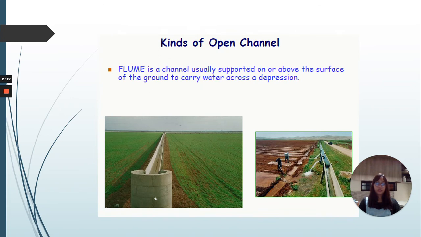And the next is the flume. It is a channel usually supported on or above the surface of the ground to carry water across a depression. It is a human-made channel for water in a form of an open decline gravity chute whose walls are raised above the surrounding terrain.